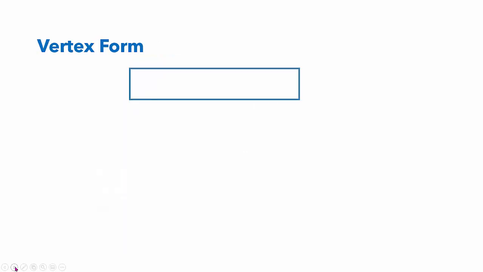So vertex form has a few pieces to it. Notice that I've colored the A, the H, and the K. So I'm going to first talk about the H and the K. That's where the shifting comes from. So I want you to think of that shifting the vertex and all the other points. The vertex is the easiest one to think of because it's at 0, 0.